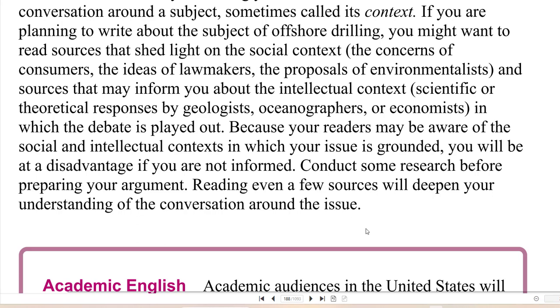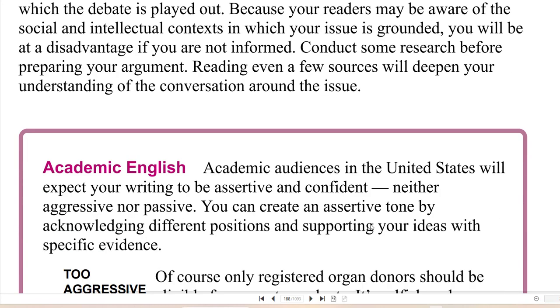Because your readers may be aware of the social and intellectual context in which your issue is grounded, you will be at a disadvantage if you are not informed. Conduct some research before preparing your argument. Reading even a few sources will deepen your understanding of the conversation around the issue.